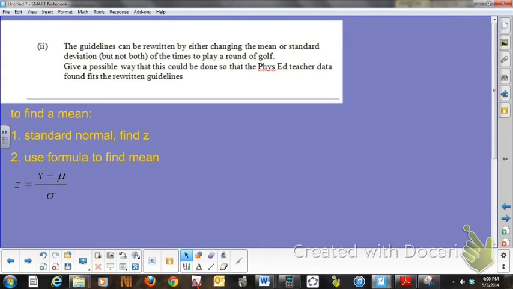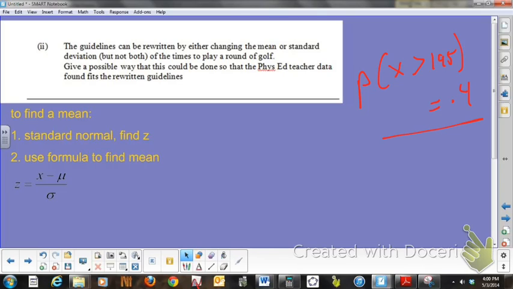Okay, now we get to actually do the question. The guidelines can be rewritten by either changing the mean or standard deviation of the times to play golf. So give a possible way this could be done so that the phys ed teacher's data found fits the rewritten guidelines. And the rewritten guidelines are, we're talking about the probability that x is greater than 195 is 40%, 0.4.